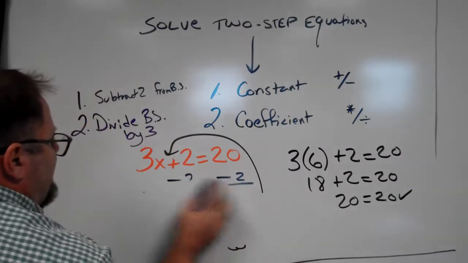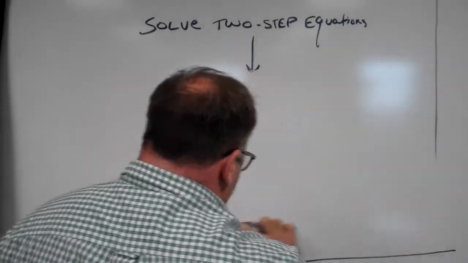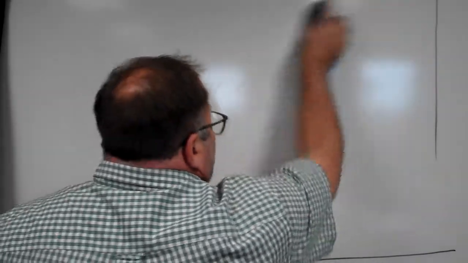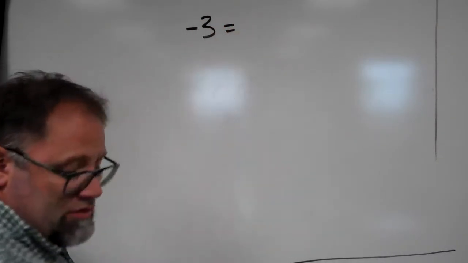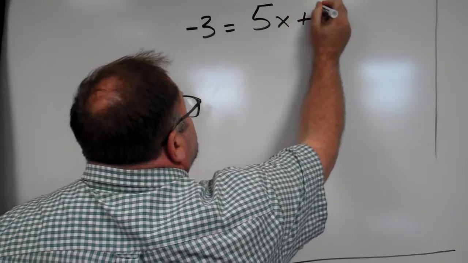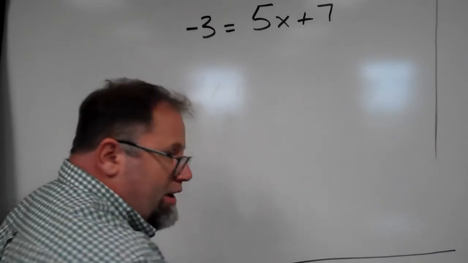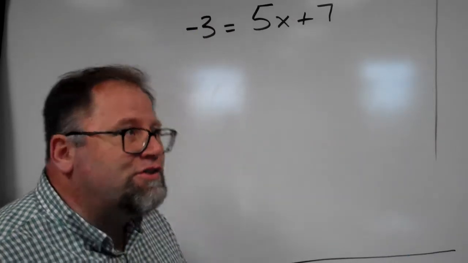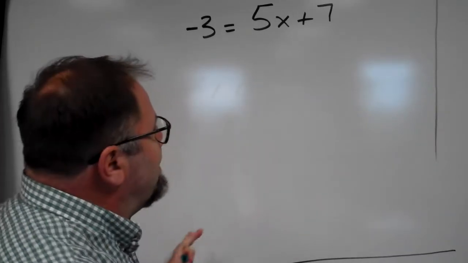We're going to use the same idea. First step is take care of the constant. Second step is take care of the coefficient. The next problem looks like this. I got negative 3 equals 5x plus 7. And then you may look at that and go, wait a minute, Mr. Romanovich, you're trying to trick us. The x is always on the left.